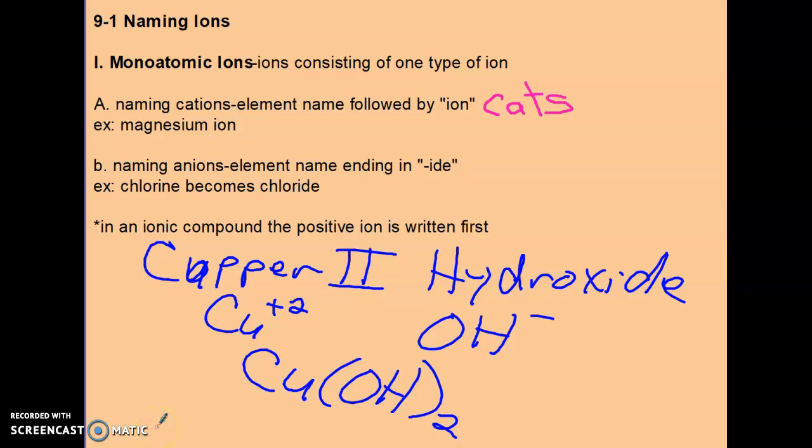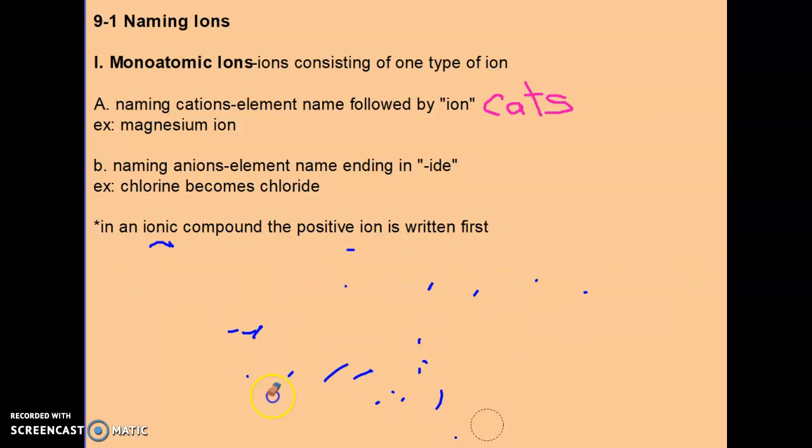Over 80% of the elements on the periodic table are metals, when you learned about the periodic table. Hopefully you did. So anyway, positive ion goes first. So the copper ion goes first. The negative ion goes second. Actually, I'm going to do a simpler one here first.